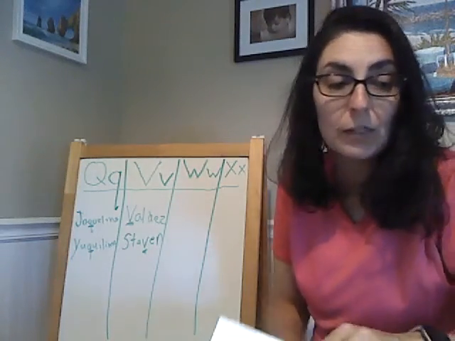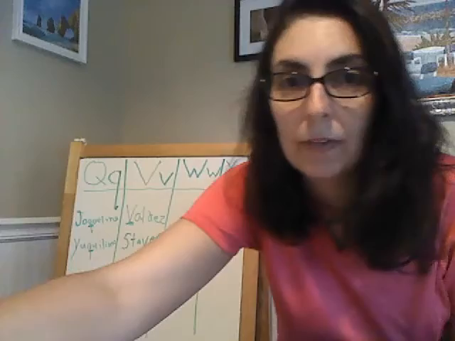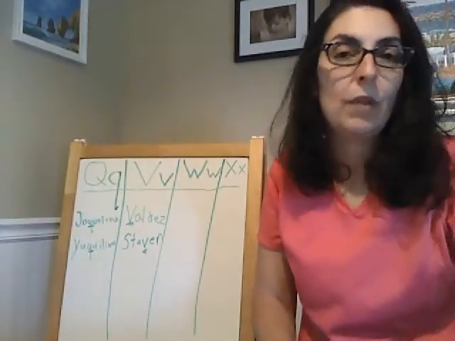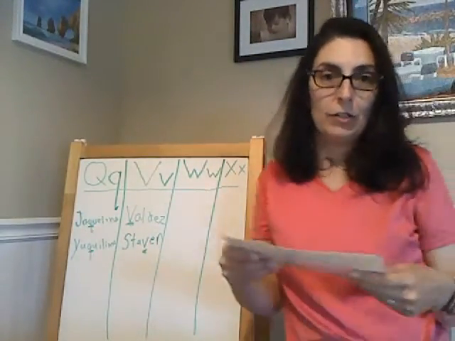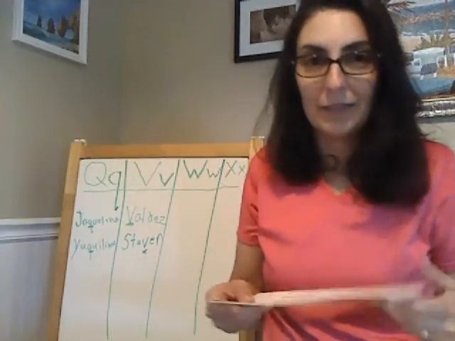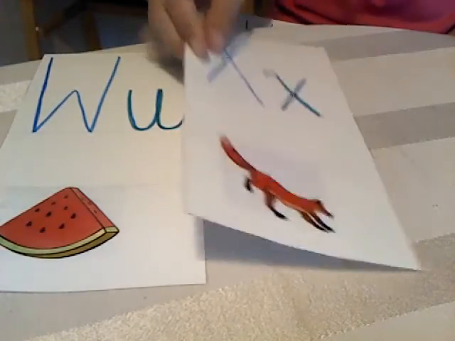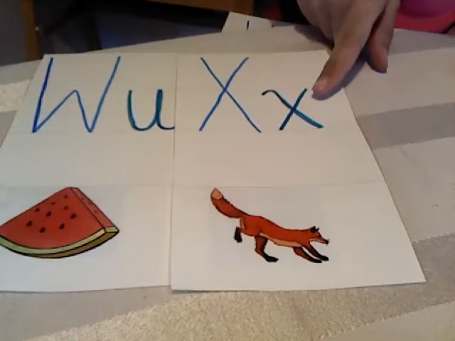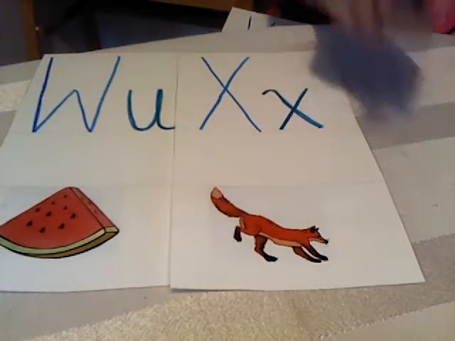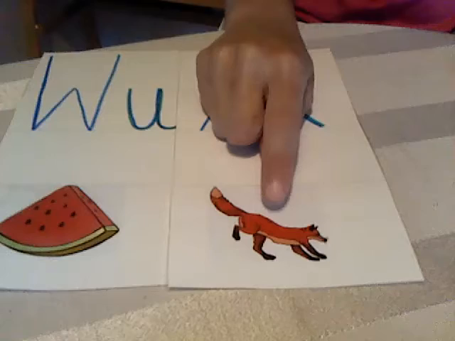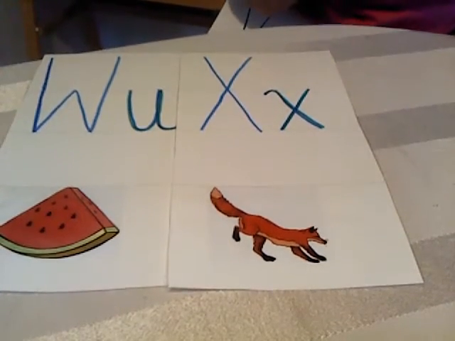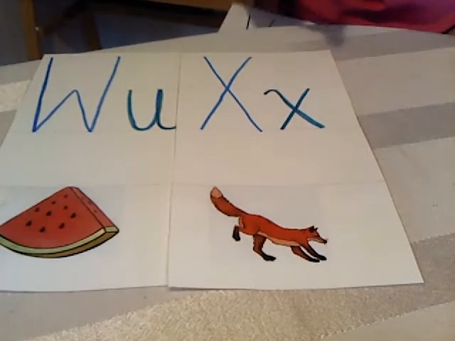So, what we'll do now is we'll do our games. Alright, we're going to do knock knock. And we're going to do what letter's missing. Are you ready? Okay, look, I have W for watermelon. And then I have X for the fox. The last. Remember, I'm not looking for the first sound. I'm looking for the last sound. El último sonido. Fox.